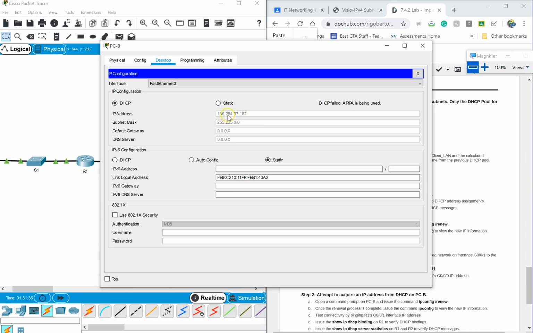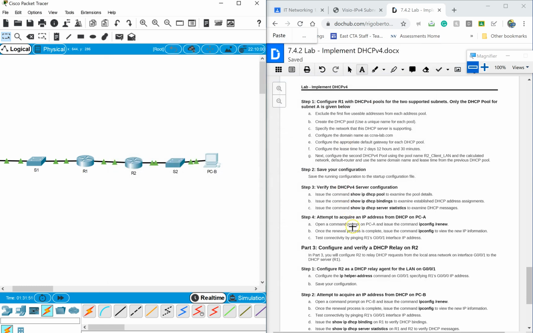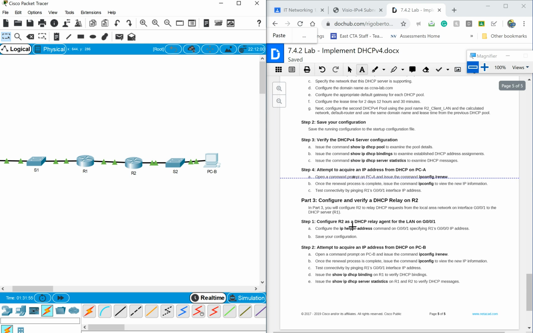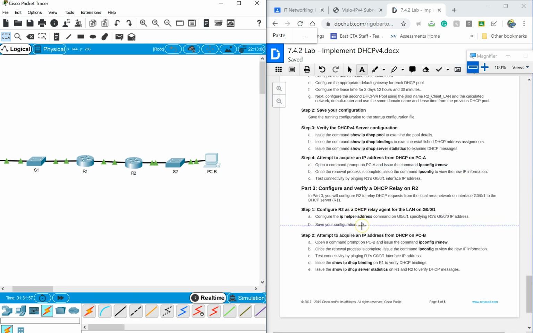Whenever you see a 169.254 address, you know that you're having some connectivity issues. You cannot find a DHCP server. It is a process that happens, automatically assigned by the rules. All right, so to combat that, we need to configure what's called an IP helper address. So configure an IP helper address on G0/0/1 on R1.